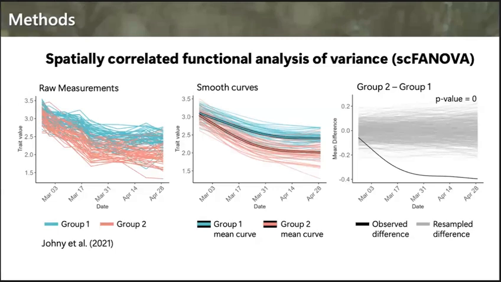After this, we look at the smooth curves and the difference. The smooth curve will help us see how the phenology of that trait is characterized through time, and the difference will help us understand where the black curve is outside of that resampled interval. That's where the groups are significantly different.